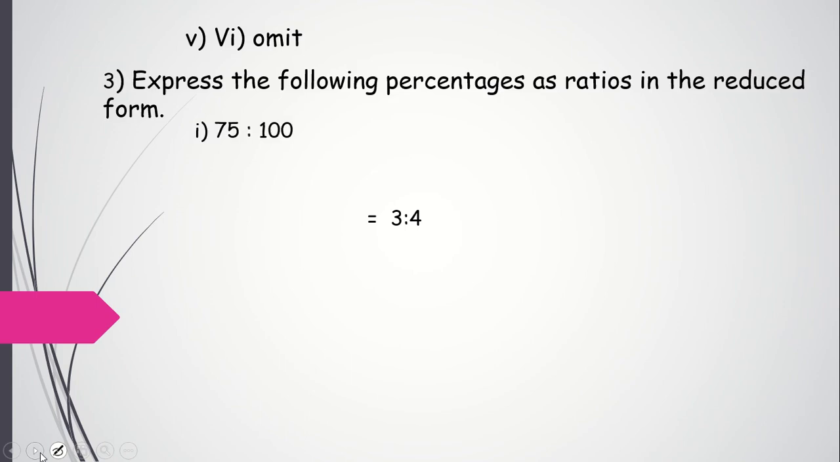Express the following percentages as ratios in the reduced form. 75:100. So this is divided. Answer we already can see, there is 3:4. 25 3s are 75 and 25 4s are 100. So 3:4 is the answer.